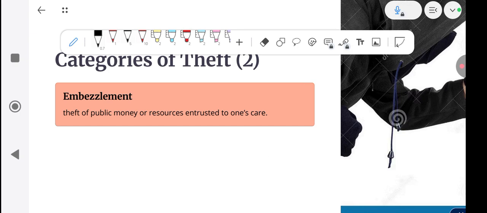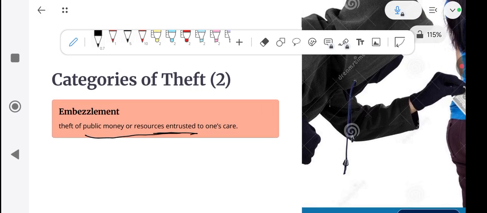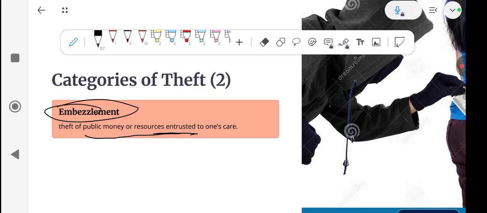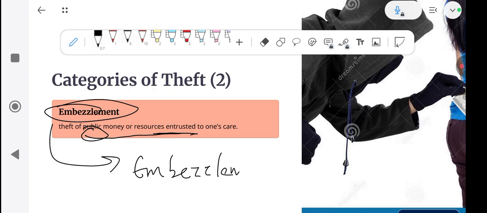I said embezzlement is theft of public fund or resources entrusted to your care. So I gave an example of we are having a thrift contribution, which is popularly called ajo, and people are contributing money into my hands, and I decide to spend the money. I have committed embezzlement. Another example of this embezzlement is our politicians. The money that belongs to the public. Remember, public money. It belongs to all of us, and they decide to spend it for themselves. What they are guilty of is embezzlement. Yes, it is theft, but it's a different type of theft as well.